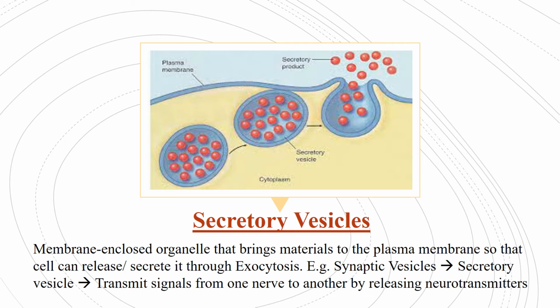As we can see in the illustration above on the slide, secretory vesicle containing whatever, could be a protein or hormone or antibodies, is brought closer to the plasma membrane, and this vesicle then fuses with the plasma membrane, thereby releasing its content outside of the cell.